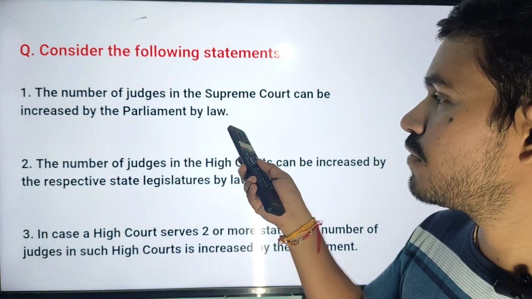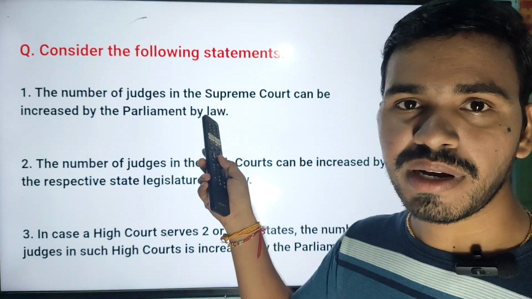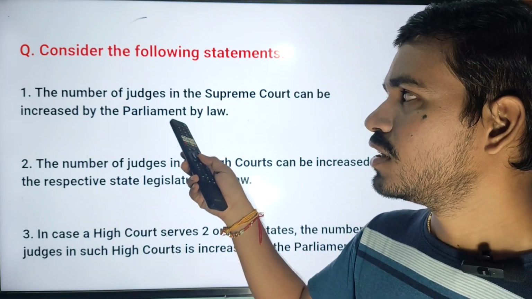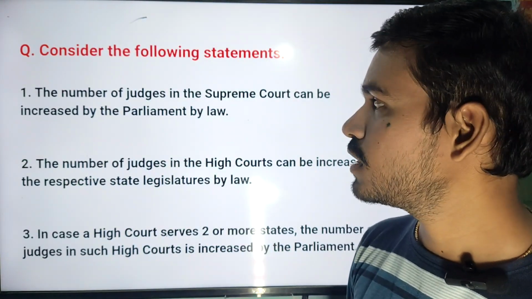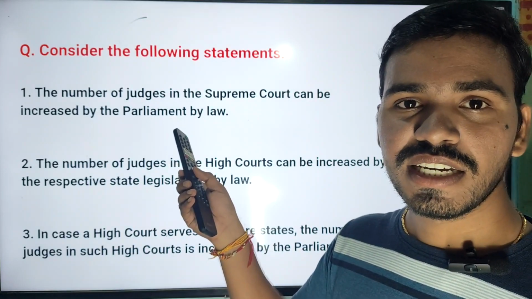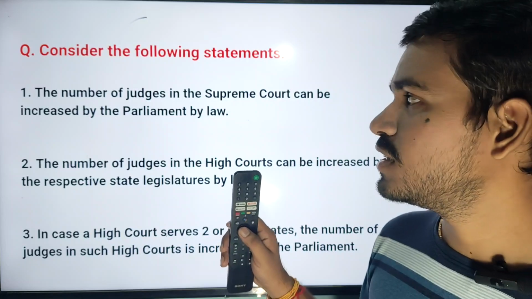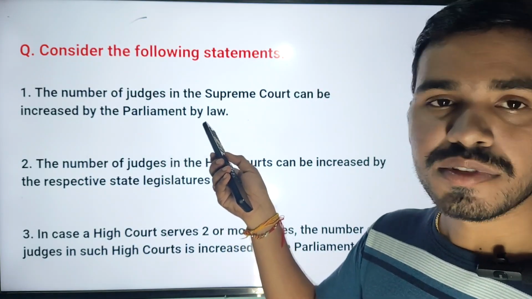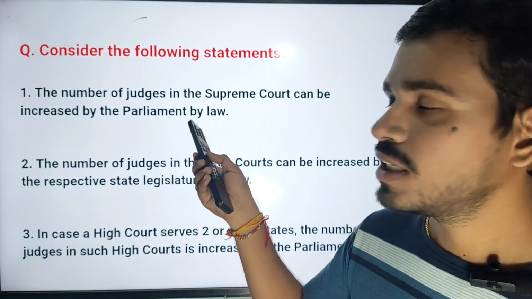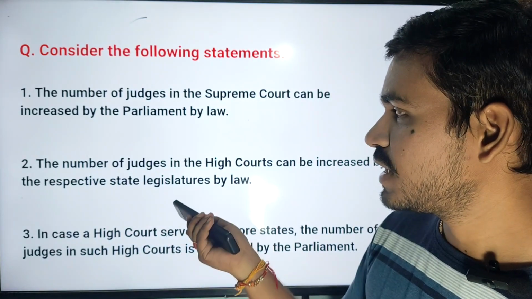If you see the first statement, the number of judges in the Supreme Court can be increased by the Parliament by law. This is a correct statement. At first introduction in our Constitution, there was one CJI and 7 Supreme Court judges. Now, 1 CJI and 33 Supreme Court judges. So, Supreme Court judges can be increased by Parliament by making any law. So, this statement is correct, but the second statement is wrong.